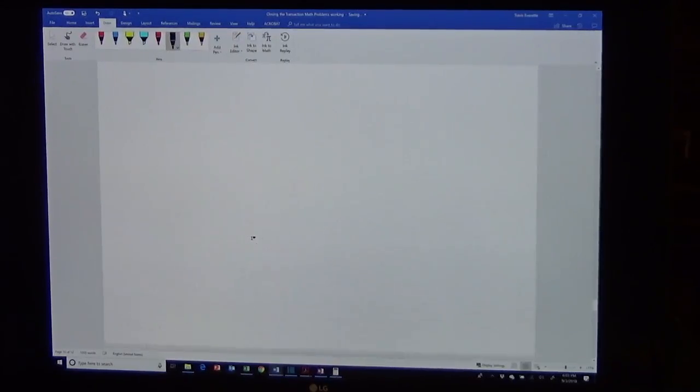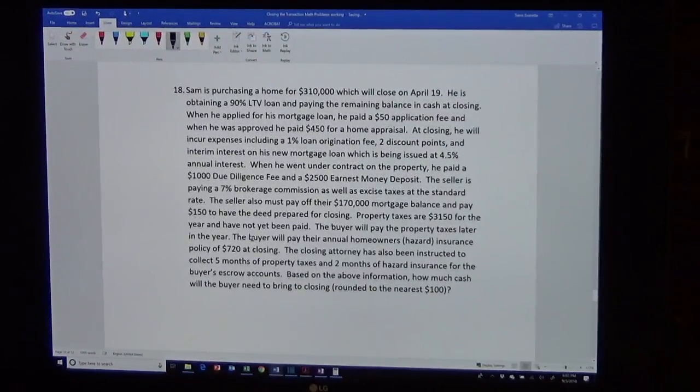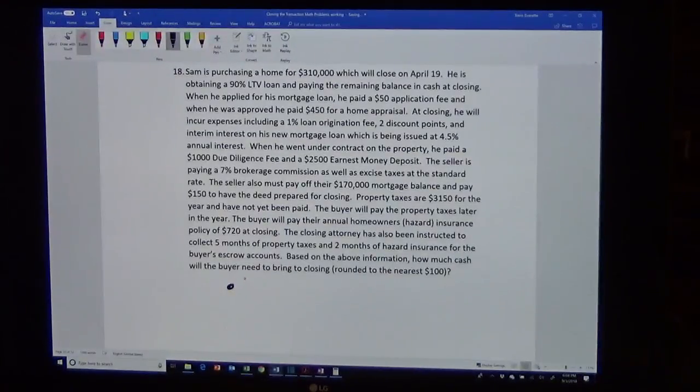Okay, so we're going to go up and do the same thing. We put this in bullet point format. It says Sam is purchasing a home for $310,000, which will close on April 19th. He's obtaining a 90% loan to value loan. Well, let's go ahead and start doing bullet points here. First thing I see is that I need to erase this junk. First thing I see is Sam is purchasing a home for $310,000. That purchase price needs to be our first bullet point. $310,000 purchase price.